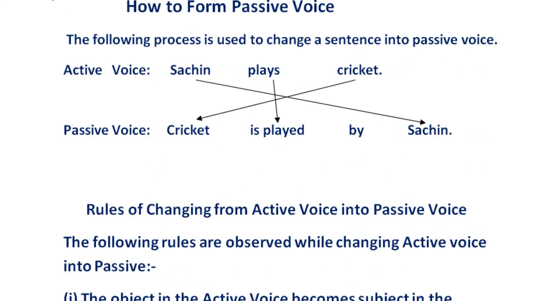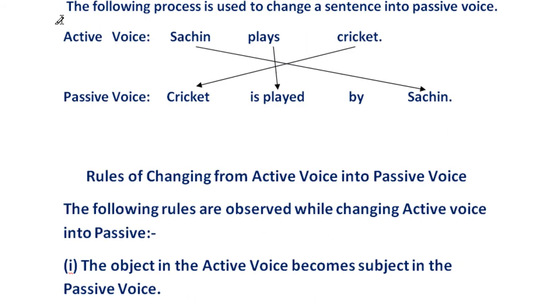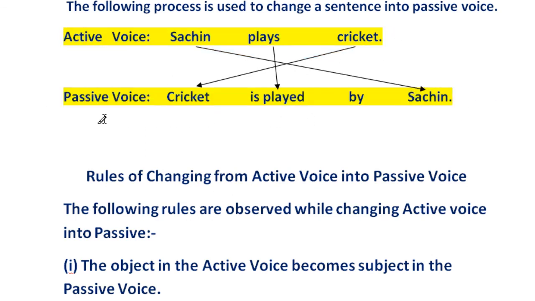Now, how to form passive voice? See the following example. In active voice we have Sachin plays cricket. In passive voice we have cricket is played by Sachin. So the subject in the active voice becomes the object in the passive voice, and the object of the active voice becomes the subject in the passive voice.